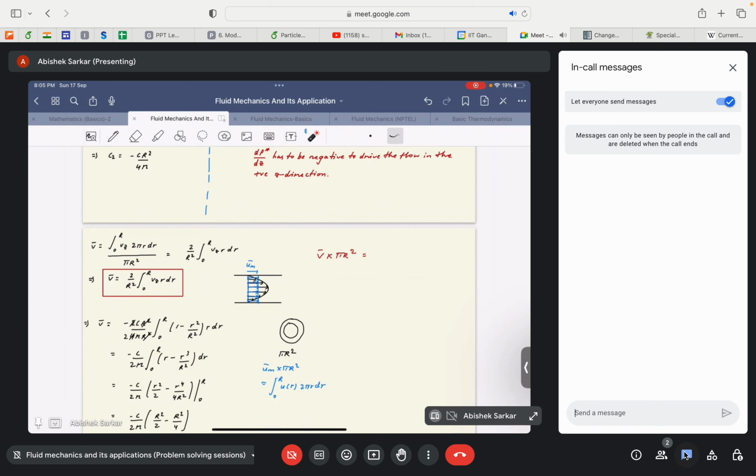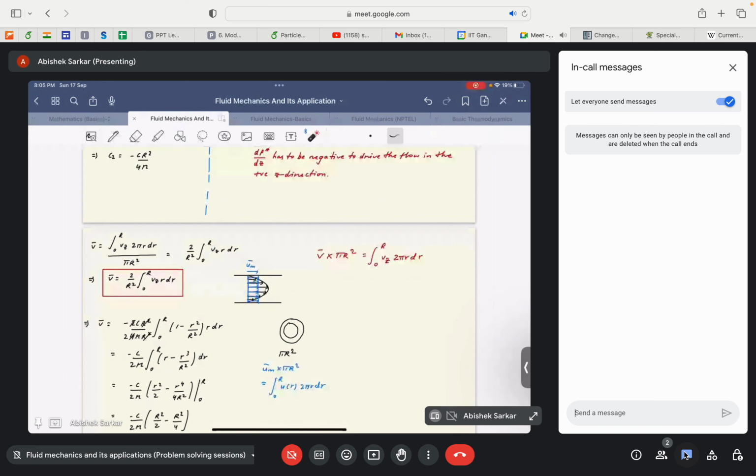So that would basically be equal to, sorry, vz 2 pi r dr, right? Because this is not constant, it is a function of r, so we need to integrate that to get the volume flow rate. So that is what we have done here. Okay, so from that we get that v bar is equal to 2 by r square integration from 0 to capital R vz r dr.